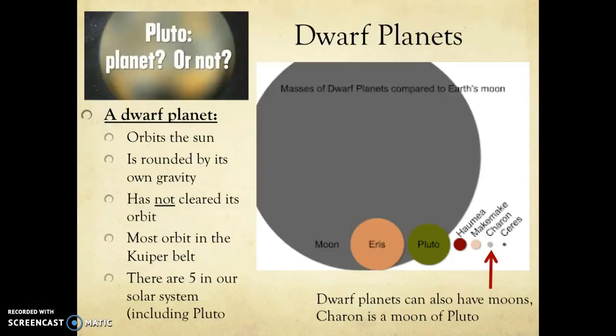Now, most of these orbit in a region that we call the Kuiper Belt, which we'll talk about a little bit later. There are currently, to our knowledge, 5 dwarf planets in our solar system, and this includes Pluto. There might be more out there that we haven't discovered yet. We're always making new discoveries about space, so there very well could be more dwarf planets out there. But for now, we only know of 5. Dwarf planets can also have moons.